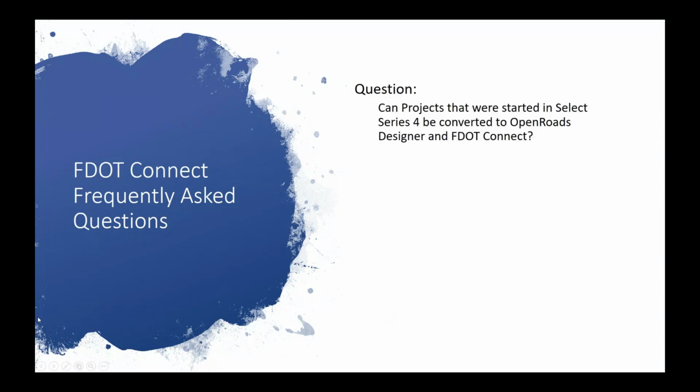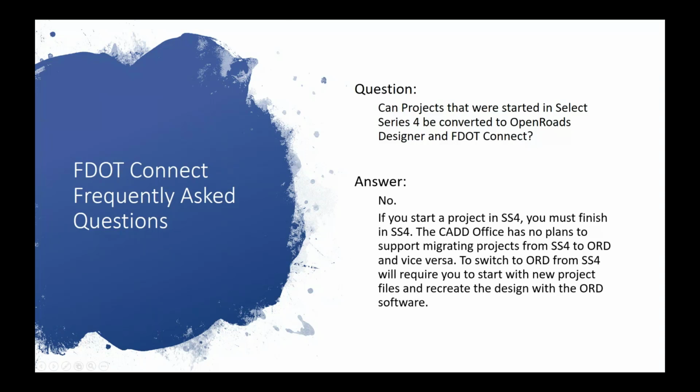So, can projects that were started in Select Series 4 be converted to OpenRoads Designer and FDOT Connect? No. If you start a project in SS4, you must finish that project in SS4. The CAD office has no plans to support migrating projects from SS4 to ORD and vice versa. To switch to ORD from SS4 would require you to basically start with a new project and recreate any sort of design files that you had now in the OpenRoads software.